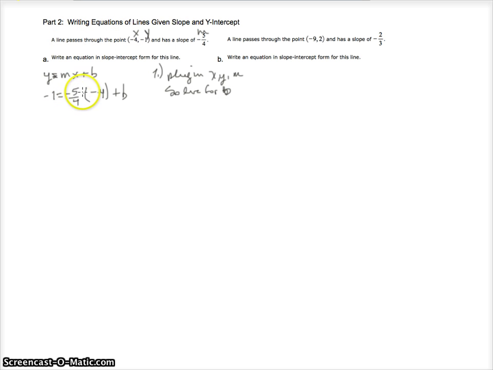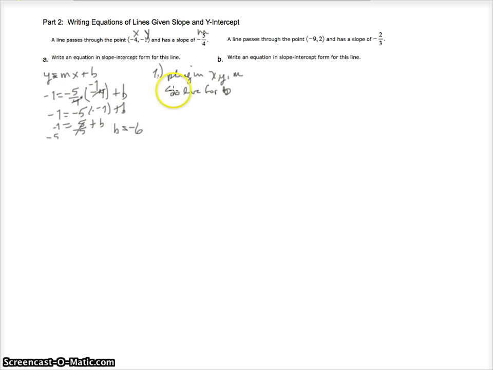So when I multiply, my 4's cancel out, leaving me with a -1. So this equals -1 equals -5 times -1, excuse me, plus b. Well, this is -1 times -5 is 5 plus b. Now to solve for b, I need to subtract 5 from each side. So b will equal -6.